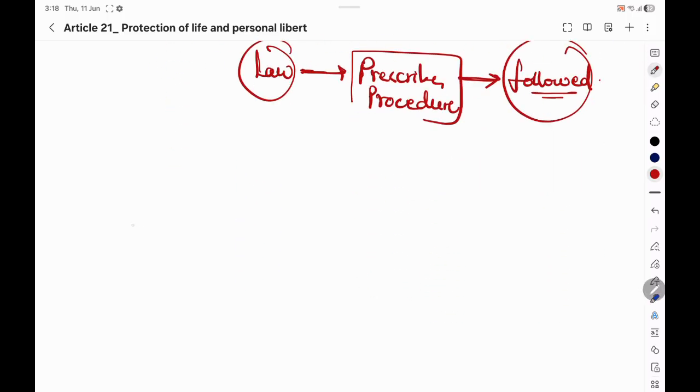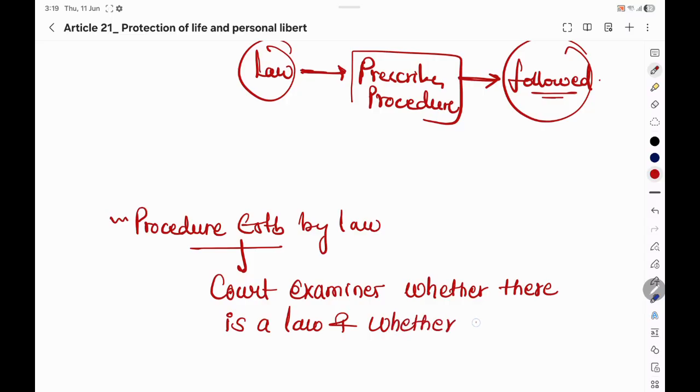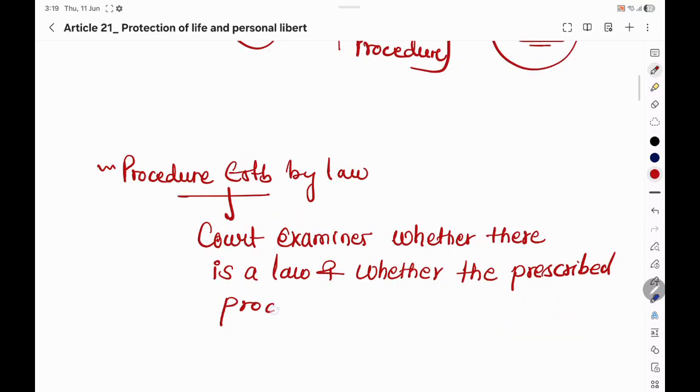Okay, so basically there are two concepts. One is the procedure established by law. What does it mean? It means that the court examines whether there is a law, and whether the prescribed procedure has been followed. Okay, so in procedure established by law, the court examines whether there is a law and whether the prescribed procedure has been followed. It won't check the validity of a law. Under procedure established by law, the court doesn't examine the validity of the law.